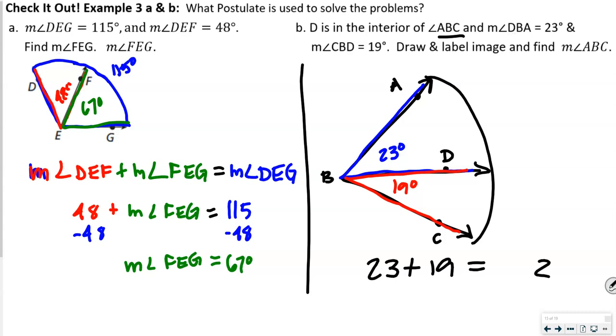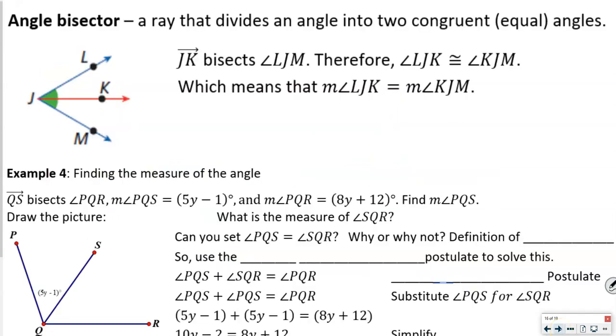That's 2, so that's 42 degrees. 42 degrees, yeah. Okay? All right, so angle bisector: a ray that divides an angle into two congruent or equal angles. So if I told y'all this whole angle right here was 80 degrees and I had an angle bisector, then it means both of these angles right here are 40 and 40.